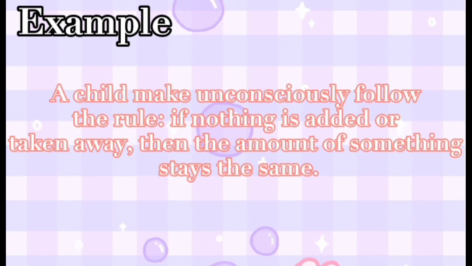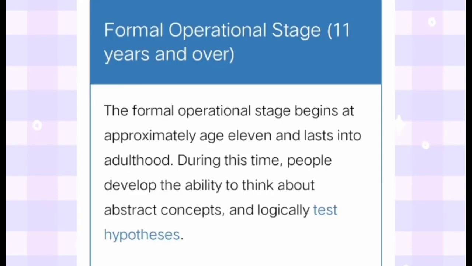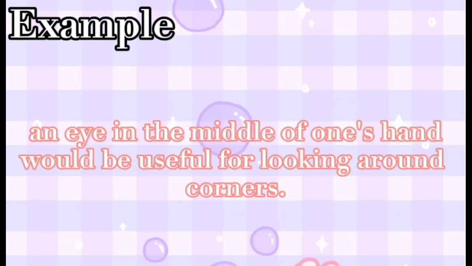And the last, formal operational stage, 11 years and over. The formal operational stage begins at approximately age 11 and lasts into adulthood. During this time, people develop the ability to think about abstract concepts and logically test hypotheses.